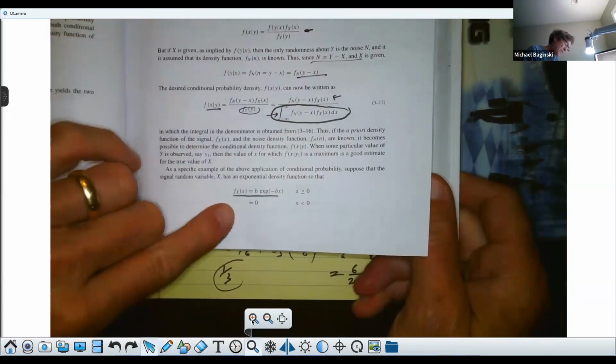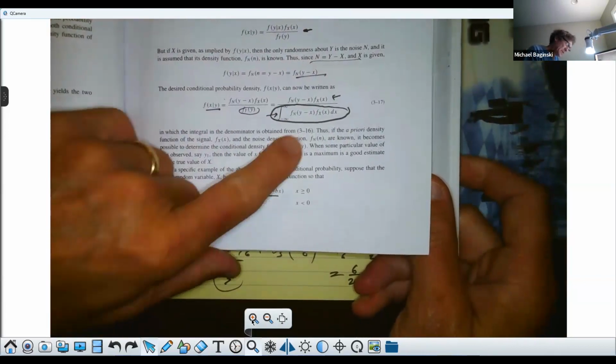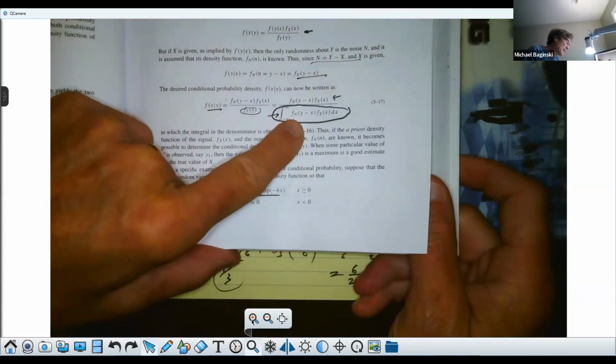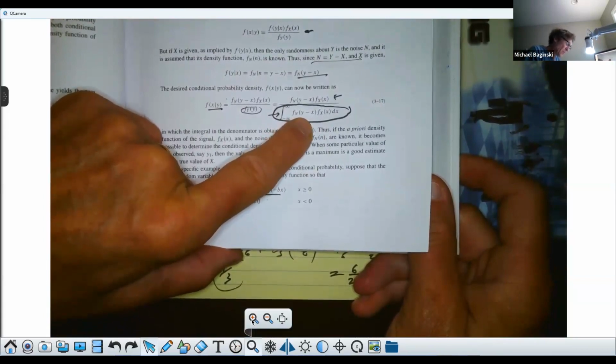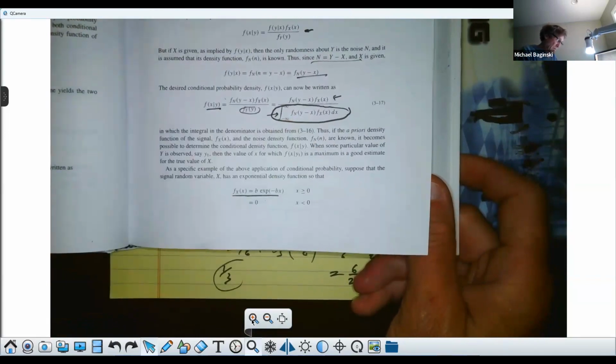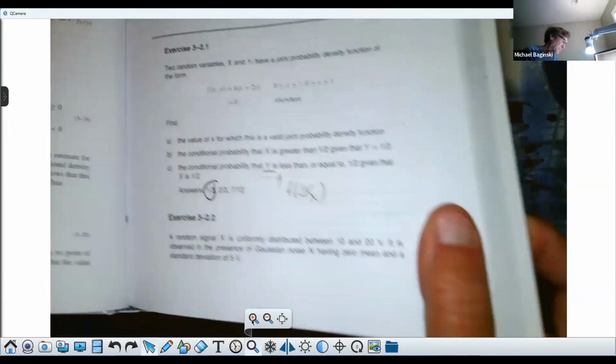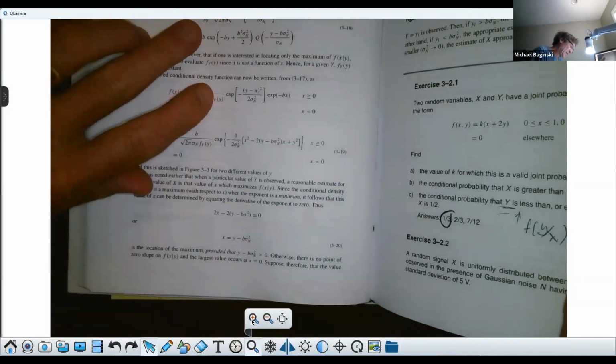Remember, we know f of x. If you look here, we know this. He's given it. We know this Fn is just Gaussian distributed. You all with me on this? We know this. We're going to substitute in for n, y minus x. So right here, what he does is exactly what I'm showing you.